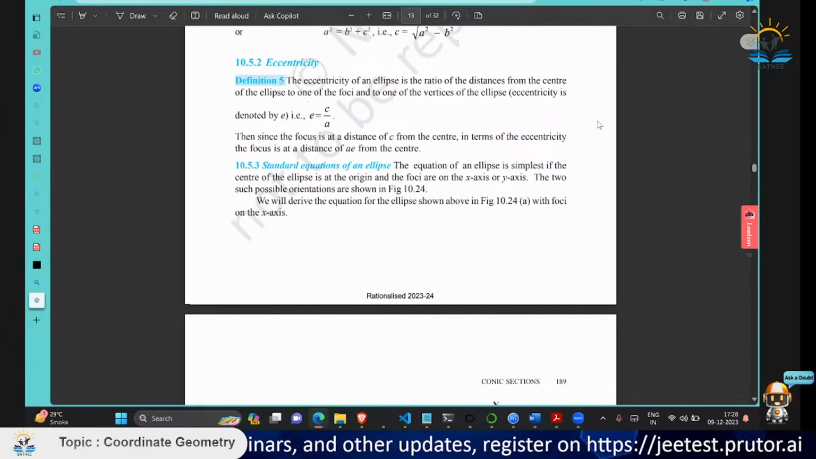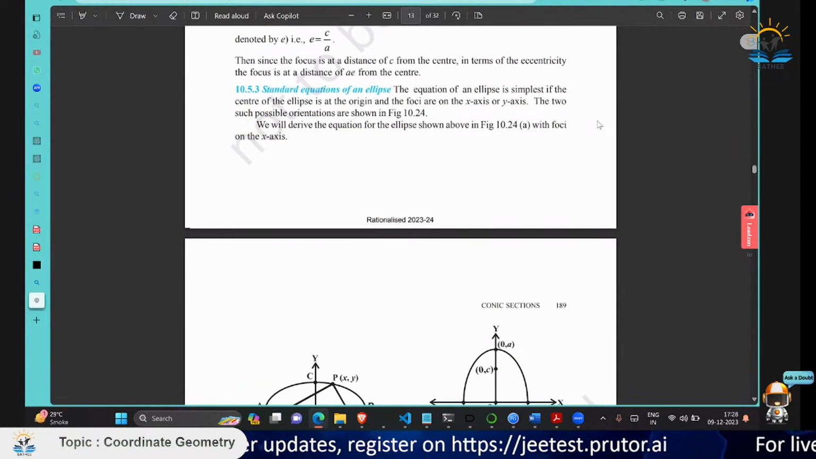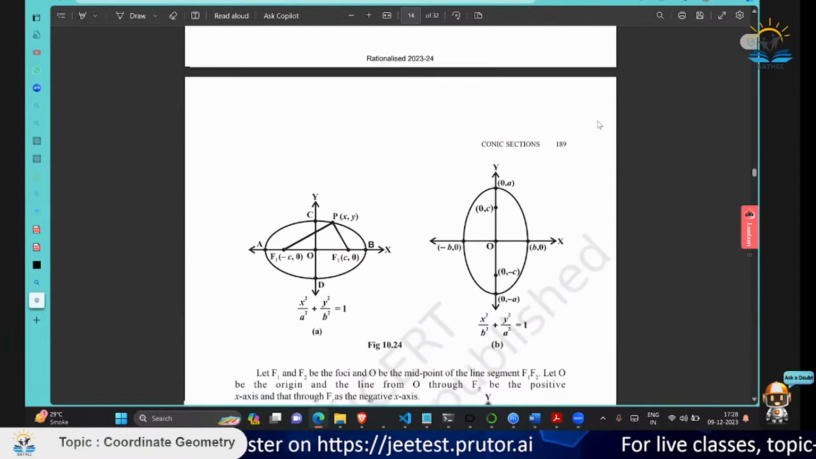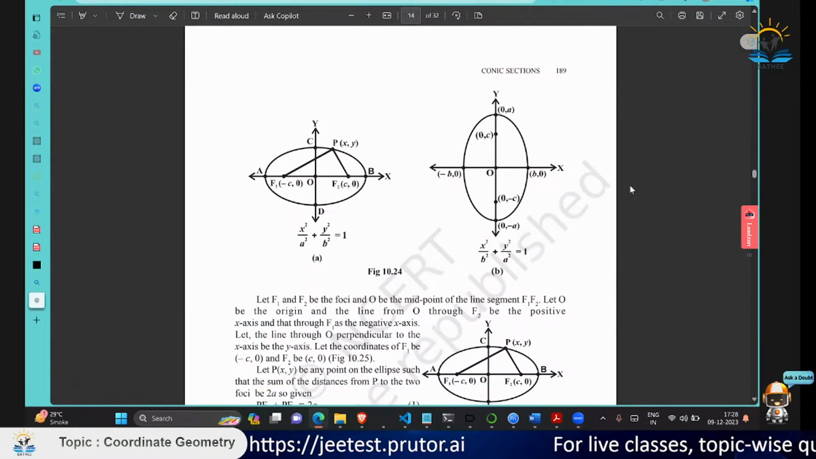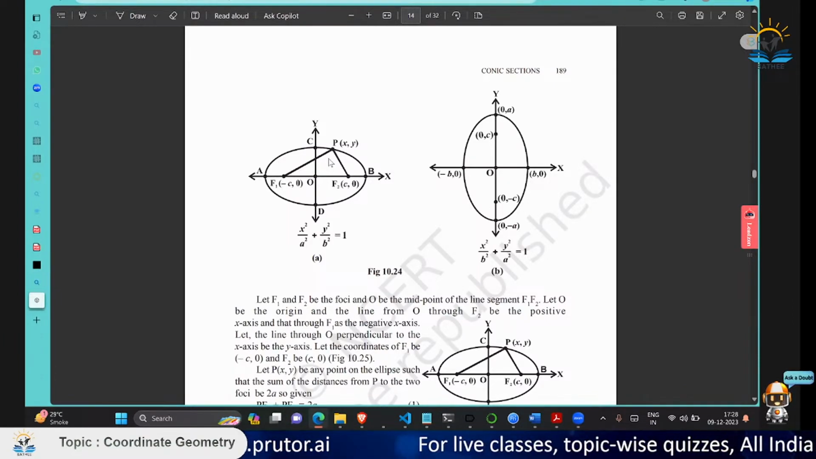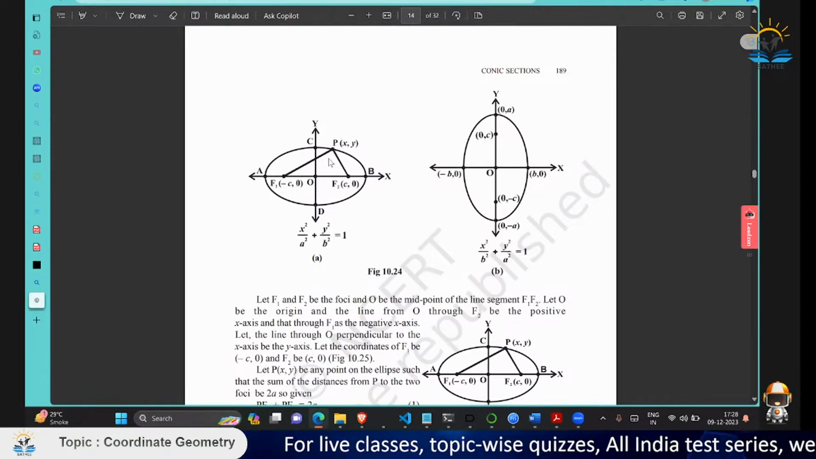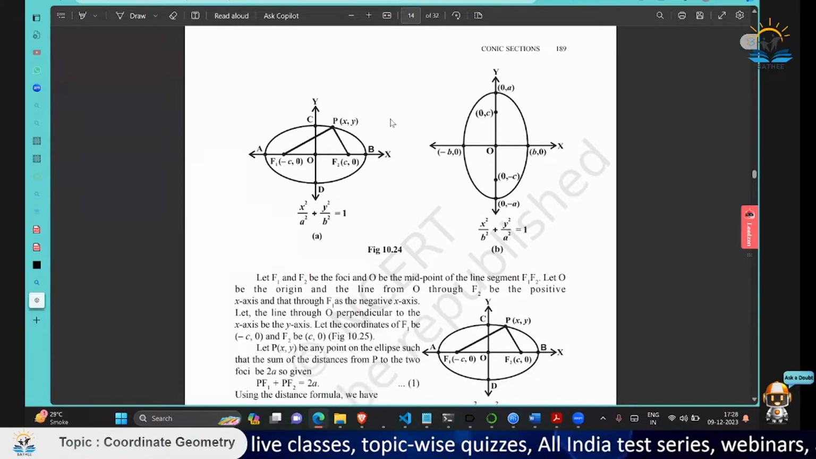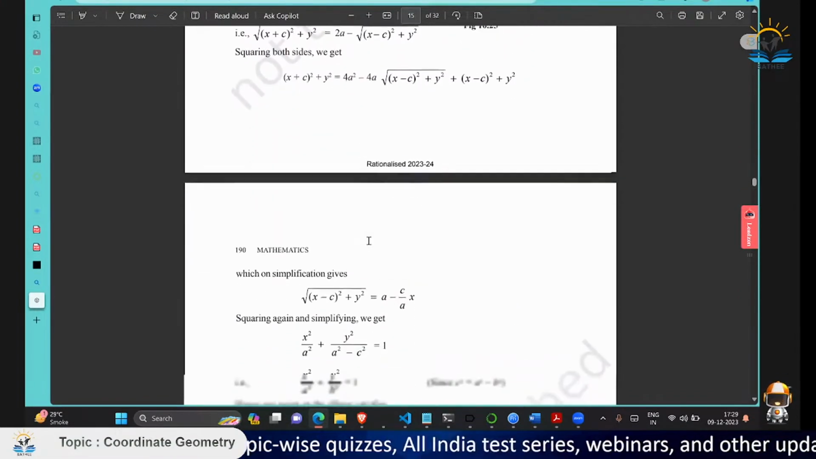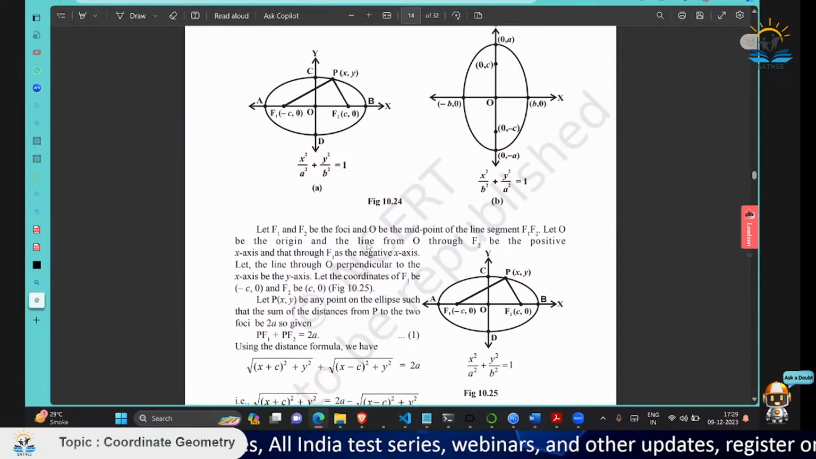Standard equations of an ellipse. The equation of an ellipse is simplest if the center of the ellipse is at the origin. So let's move forward. These two ellipses are standard ellipses where the major axis is the x-axis and the minor axis is the y-axis, or vice versa. Similar to the way we derived the parabola standard equation, here also we can do the same.